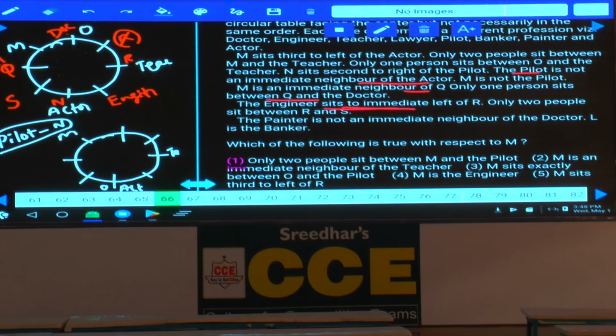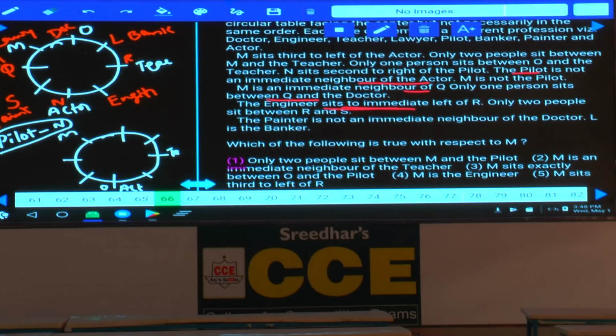Painter is not an immediate neighbor of the doctor. As the painter is not an immediate neighbor of the doctor, hence O, R and this one, and S is the painter. As S is the painter here, what is the other information we have? L is the banker. As L is the banker, this is the only place left over for L. If L is the banker, who is the person left over? The liar, and M is the liar.